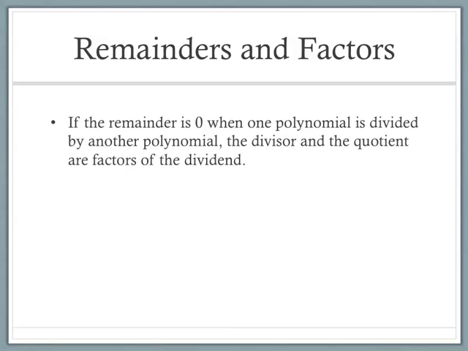Okay, so now let's talk about remainders and factors. So if the remainder is 0 when one polynomial is divided by another polynomial, then we would say that the divisor and the quotient are both factors of the dividend. So you know this is true anytime you're working with any sort of division. If it goes in evenly, we know it's a factor. So same thing with polynomials. If one polynomial divided by another polynomial goes in evenly, there's a remainder of 0, then both the divisor and the quotient are factors.